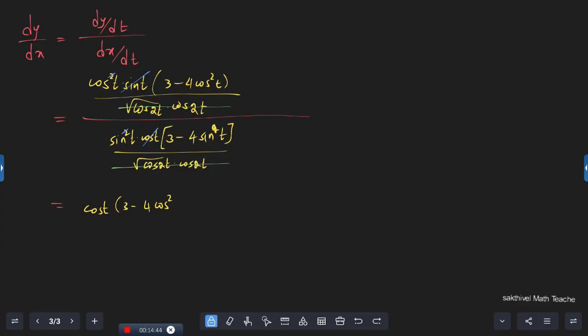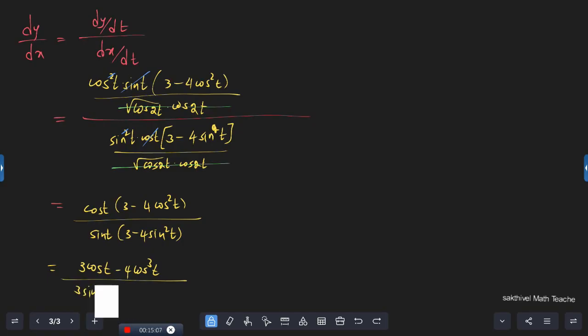4 cos square t. In the denominator we have sin t remaining, 3 minus 4 sin square t. Now you take the cos and multiply inside. When you multiply cos inside, what am I getting? 3 cos t minus 4 cos cube t, whole divided by 3 sin t, sorry, just sin t, not sin square, sin t minus 4 sin cube t.